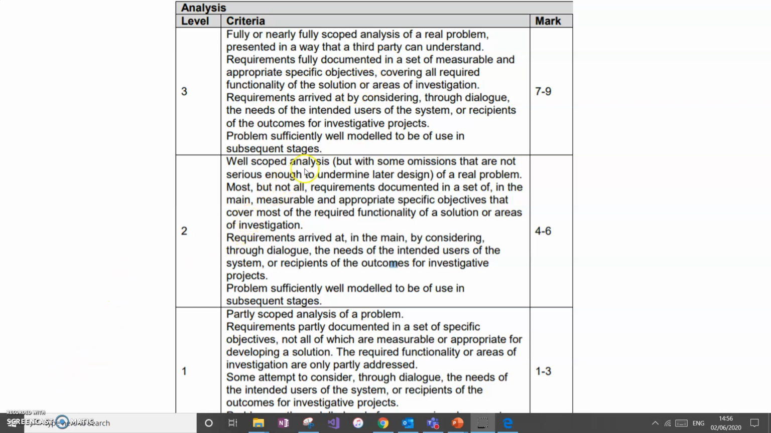Okay, you can see as you drop down through the levels how the wording changes slightly. So if we look here in level 2, most but not all requirements documented, and so on. If we look down again at level 1, requirements partly documented, not all of which are measurable or appropriate. So you can see how the wording just changes slightly, and then it obviously affects the judgment and also where you place that student in terms of their mark.